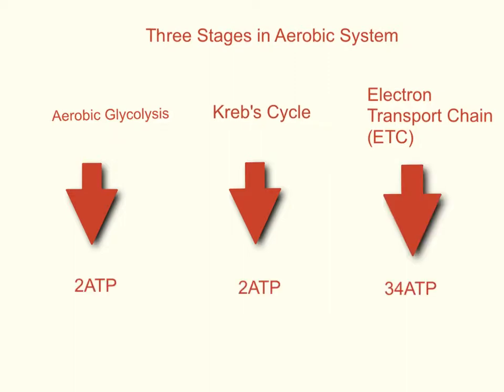So overall, the aerobic energy system has the capability of producing 38 ATP across these 3 stages, and this is one of the main advantages of the aerobic energy system over the other 2 energy systems, in that it can produce a larger amount of ATP molecules, and therefore you will be able to exercise or be active within this energy system for much longer.